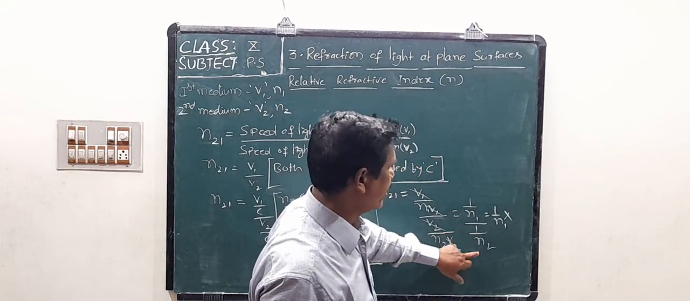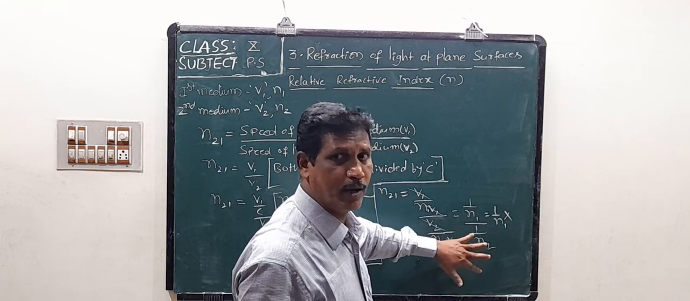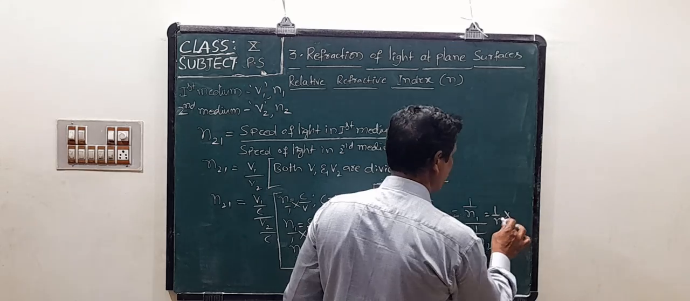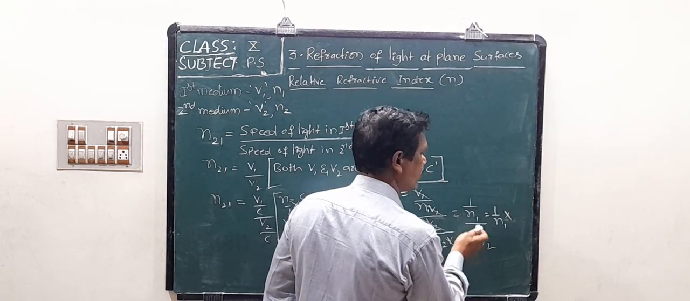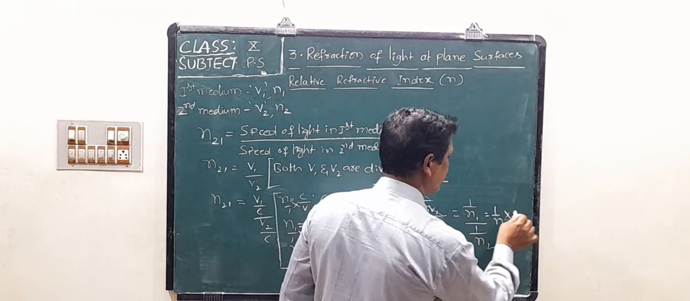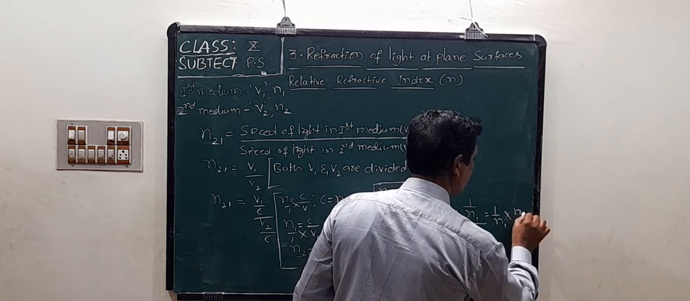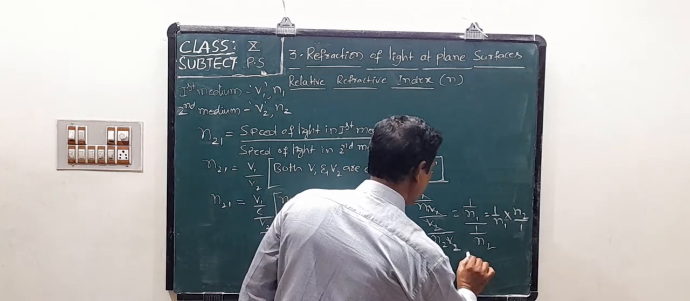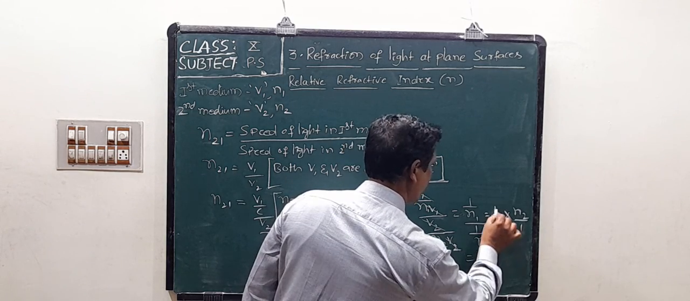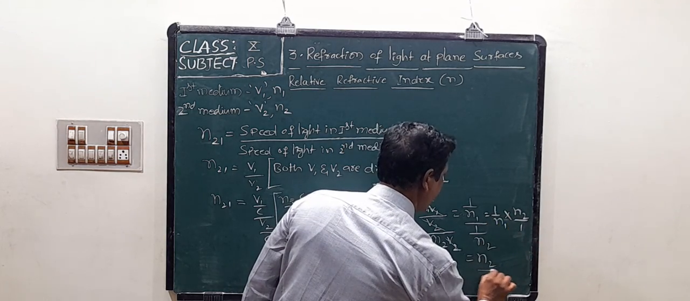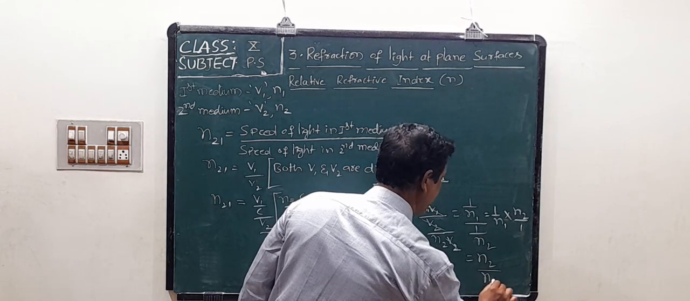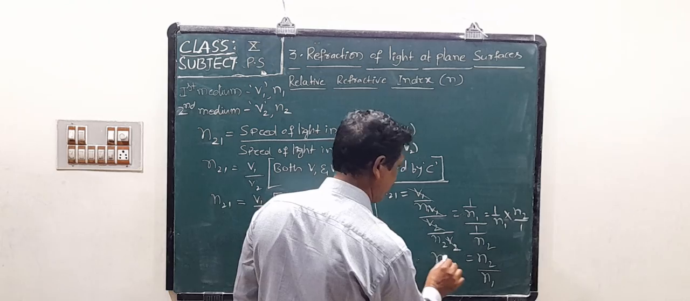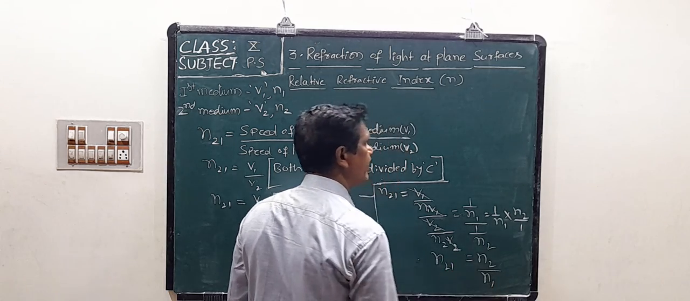That equals 1 by N1 into the reverse of the divisor, so 1 by N2 changes into N2 by 1. Therefore 1 into N2 by 1 into N1. Therefore the relative refractive index N21 is equal to N2 by N1.